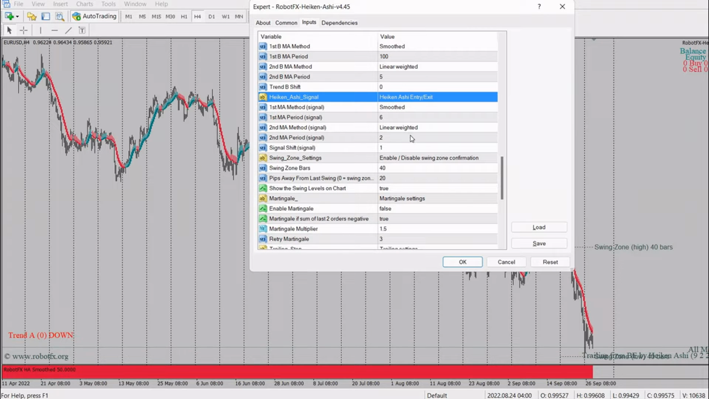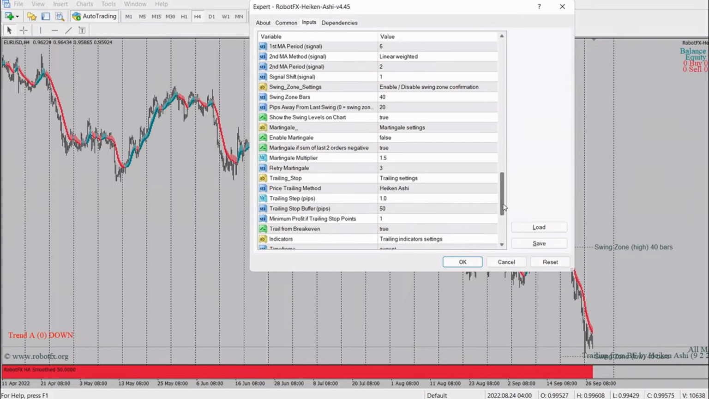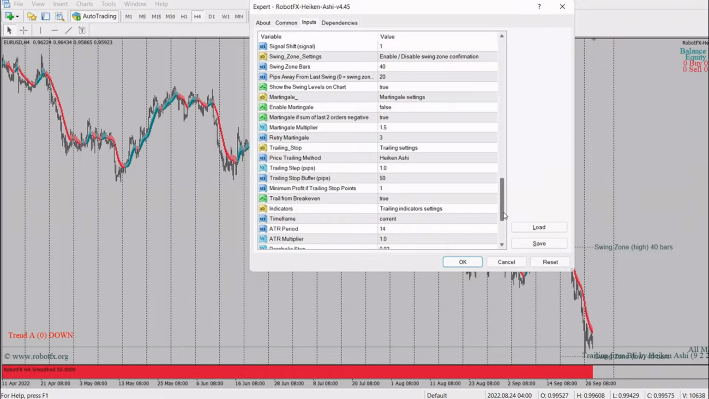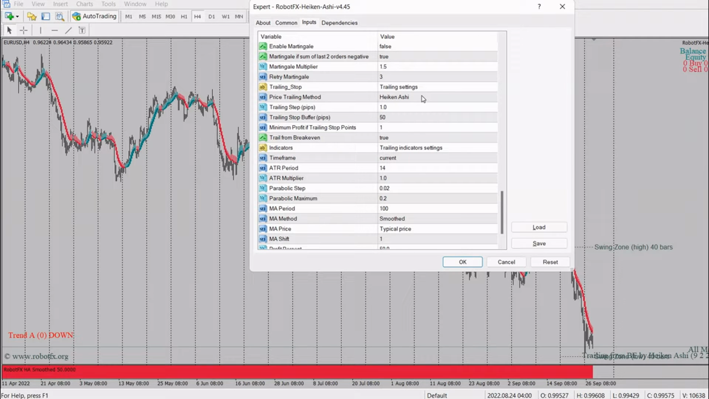As I was saying, the same settings used for the entries are also used for the trailing. So the trailing stop, if you decide to trail the price using the Heiken Ashi indicator values. There are many other options like trailing the price based on fractals, fractal indicator, ATR, PSAR, moving average, profit, and so on. I will explain all those when the time will come.